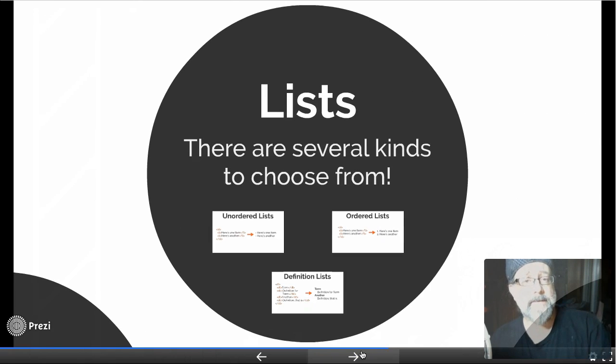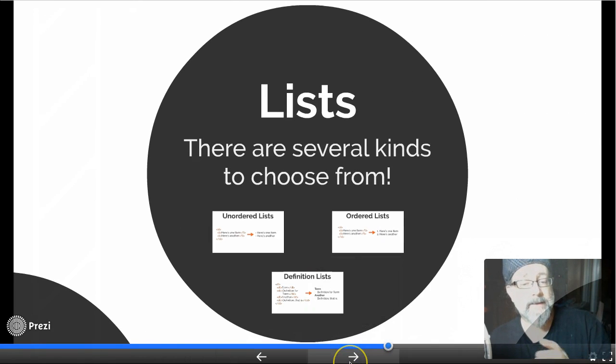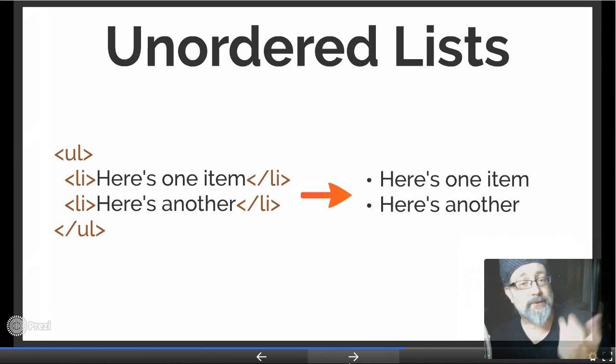Okay, lists. Now, the fun thing about here is that there are several to choose from. So you actually have 3 different types that you can consider. First one is unordered lists, okay? And this is where you use the UL tag along with the LI tag. So the UL stands for unordered list. LI generally is regarded as list item.